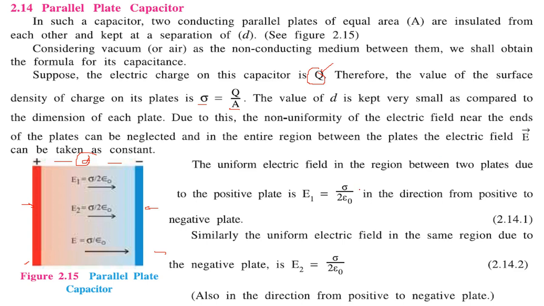So the uniform electric field in the region between the two plates due to the positive plate, we have already learned this. The electric field because of a uniformly charged plate is nothing but sigma by 2 epsilon naught. This is in the direction from positive to negative. The uniform electric field in the same region due to the negative plate is also sigma by 2 epsilon naught, and this direction will also be the same, from positive to negative plate.